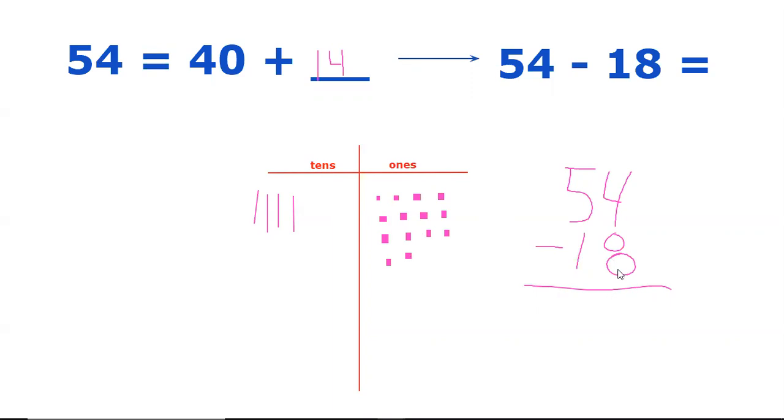To do that, I'm going to start with my 8 ones, and I'm going to take away 1, 2, 3, 4, 5, 6, 7, 8. And then I'm going to see I have 1 ten, and I'm going to take away 1 ten. So now I can count what's left and see I got 1, 2, 3 tens and 1, 2, 3, 4, 5, 6 ones. So we get our answer of 54 minus 18 equals 36.